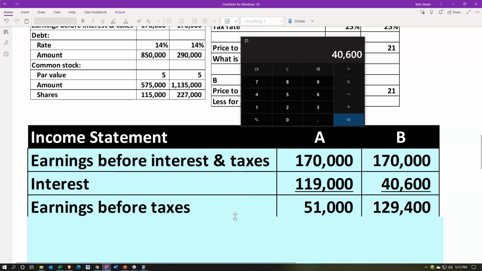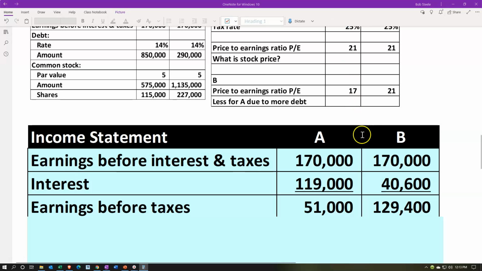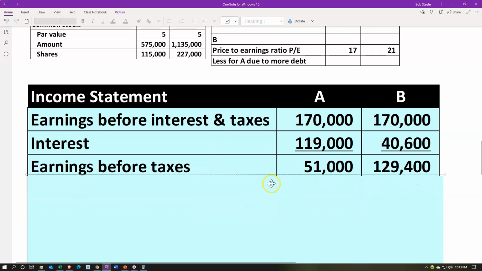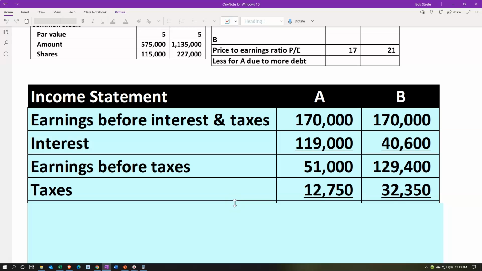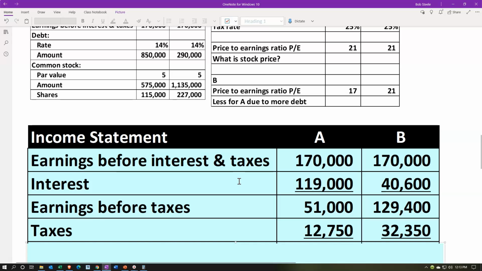That's going to give us our earnings before taxes now, which will, of course, differ due to the difference in the amount of debt that is outstanding, even though we started at the same point with the operating income. So the earnings before taxes now are the 51,000 for A versus B, the 129.4. So that makes, obviously, B look better in terms of the income. Now, when could it be good for someone to have lower earnings before taxes? Well, that means the taxes are going to be lower, because the taxes are based on the earnings, and we basically got to deduct the interest.